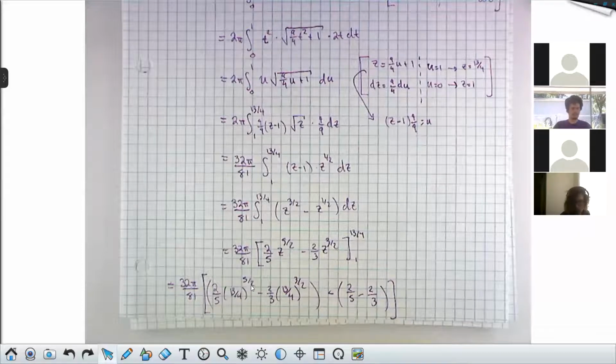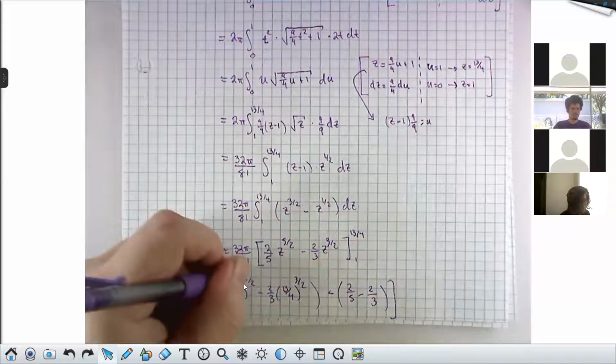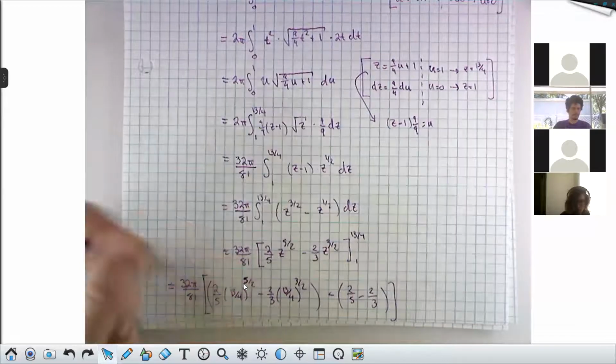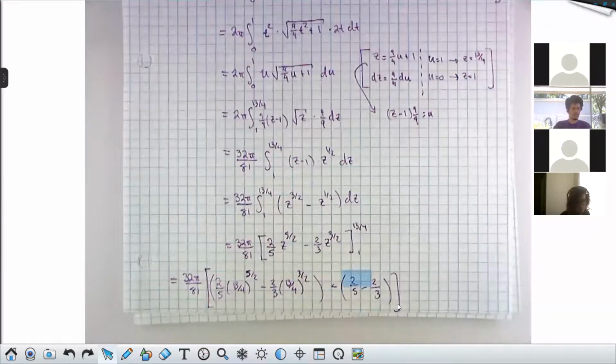13/4 to the 5/2 and 3/2, those are horrible numbers. I wouldn't expect anybody to clean those up at all. So this would be sufficient. You can, of course, combine these if you want, but I would leave it like this. This would be fine. I promise on a test, I'll be curating the problems carefully. You won't have to evaluate absolutely horrible integrals on the test. I'm just looking to see that you understand the concepts and are able to handle the mechanics.